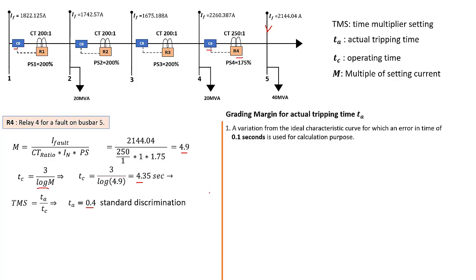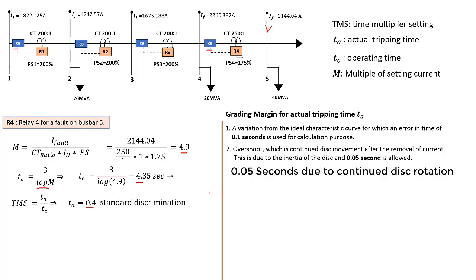Number 1 is the variation from the ID characteristics, and that takes account of 0.1 second. The second one is the overshoot, and that takes account of about 0.05 seconds, and that is because of the disk rotation that continues to turn even when the relay coil is no longer energized. So you have to take account of that 0.05 second.